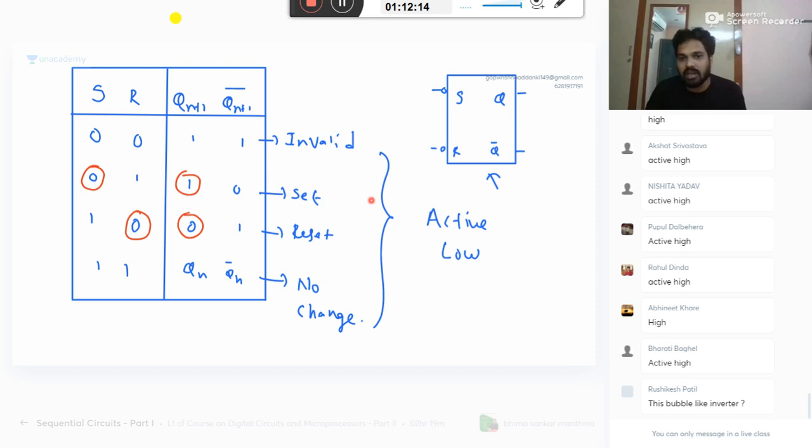The bubble is to tell you it is active low, not that it is an inverter here. No inverter is there. It is just to tell you these are active low circuits. Bubbles are shown to say that they are active low. When it is 0, it will do set. When it is 0, it will do reset. That is the meaning.